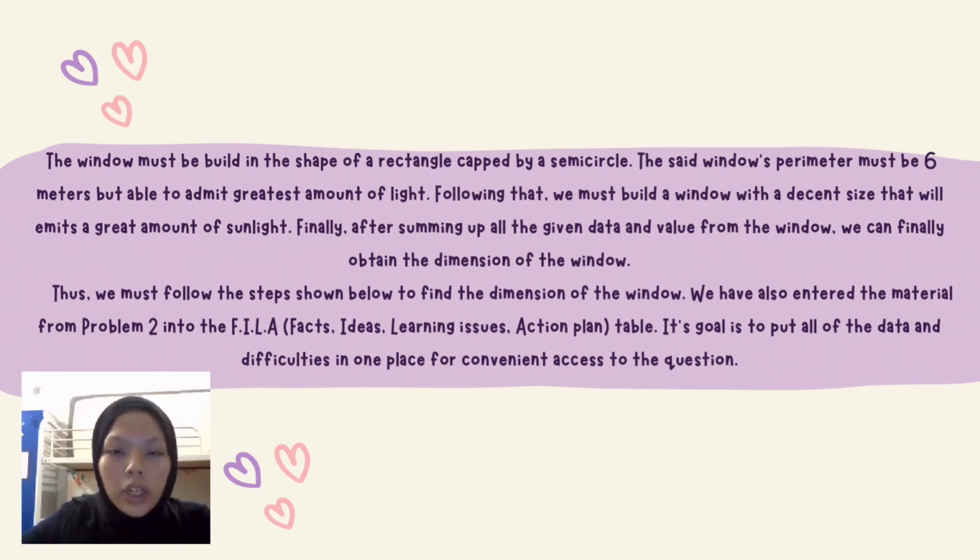We have also entered the material from Problem 2 into the FILA table, which stands for facts, ideas, learning issues, and action plan. Its goal is to put all the data and difficulties in one place for convenient access to the question.